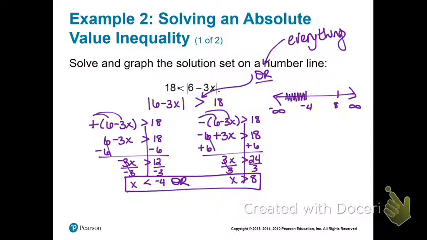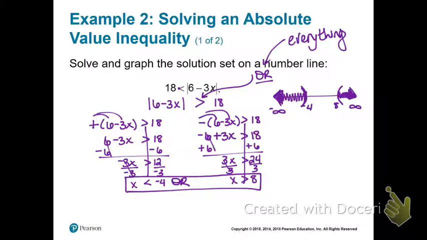So let's see, it tells us that x is less than negative 4. So that means from negative 4, I'm going to shade towards negative infinity. And it's less than, it doesn't have the equal to, so we're going to use a parenthesis. The other one says or x is greater than 8. So the 8, we're going to go greater than, so we're going to go towards positive infinity. And the 8 doesn't have an equal to, so it's also going to have a parenthesis.